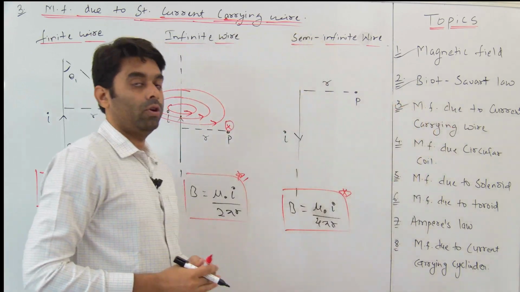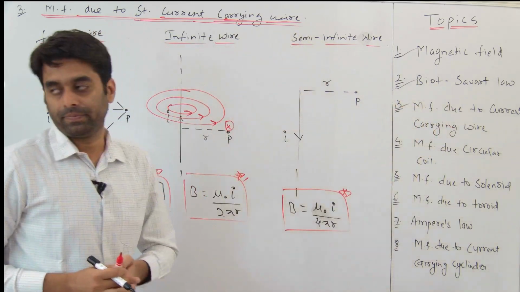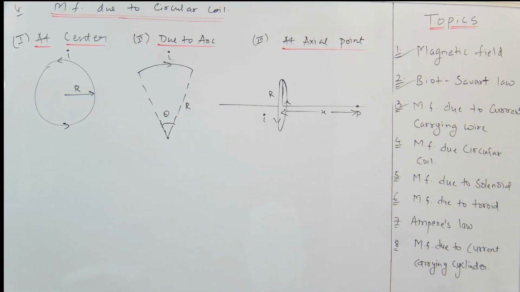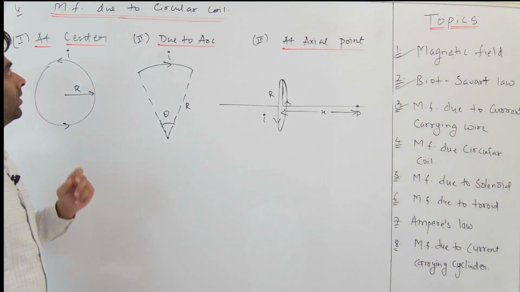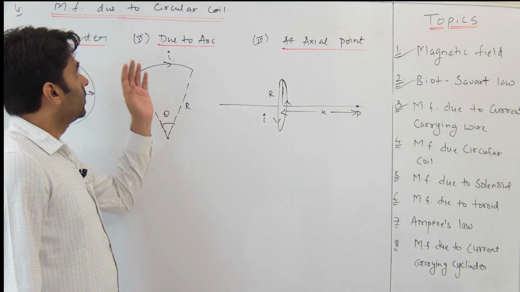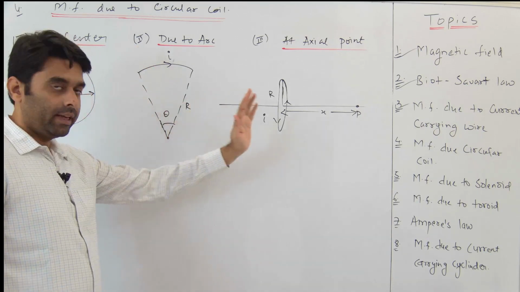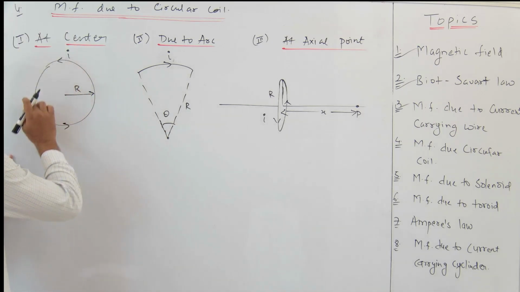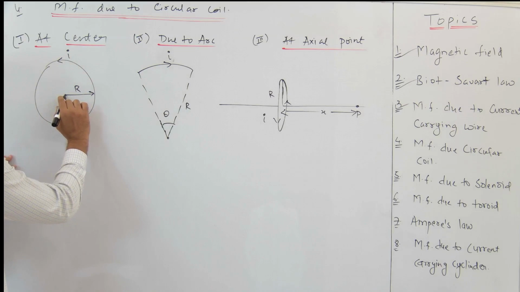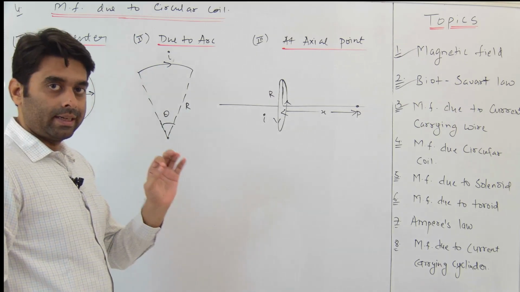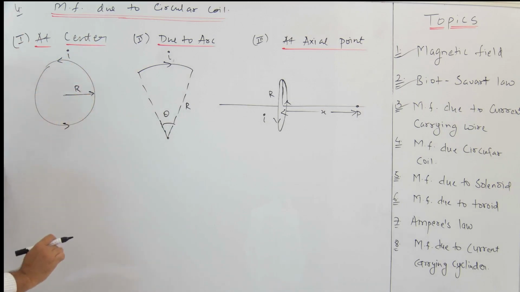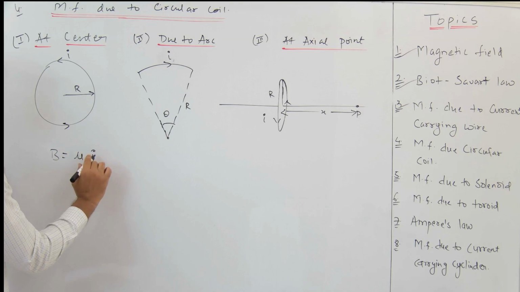Next, let's move to the magnetic field due to a circular coil. Three different cases are there. I have drawn them, and now one by one we'll take a look. First of all, magnetic field due to a circular coil at the center point. At the center point, we have a circular coil through which current I is flowing and its radius is r. So magnetic field at the center is given as mu naught I by 2r.